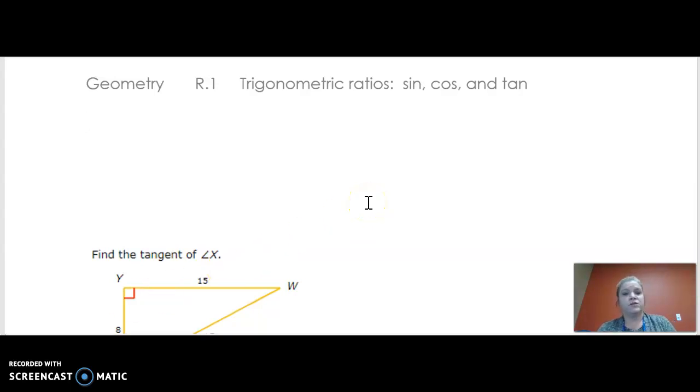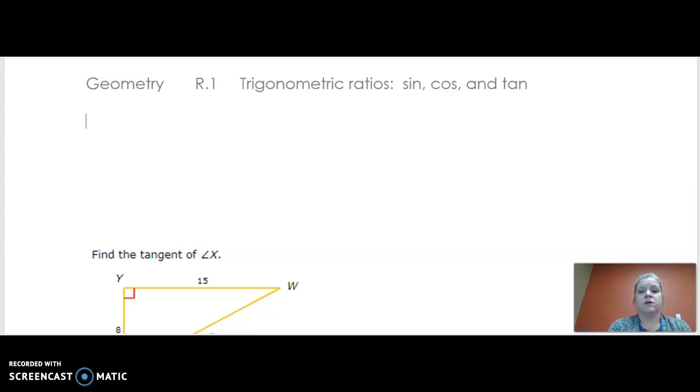R1, trigonometric ratios, sine, cosine, and tangent. Whenever you take the ACT, there will be trig on it. And so we need to go over some trigonometry. Okay. So let's see.